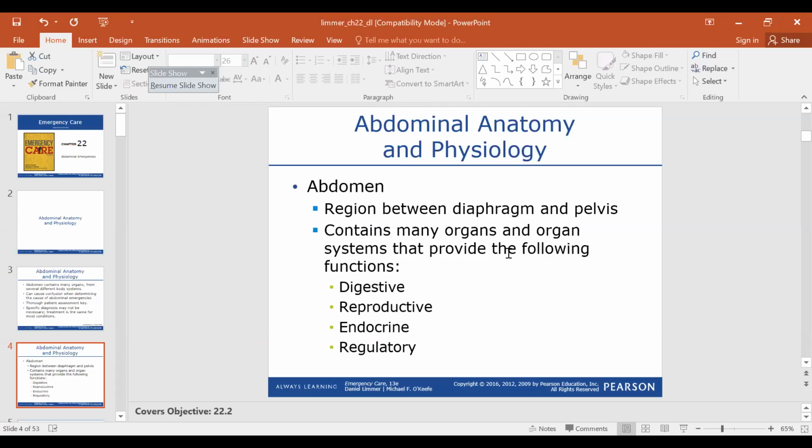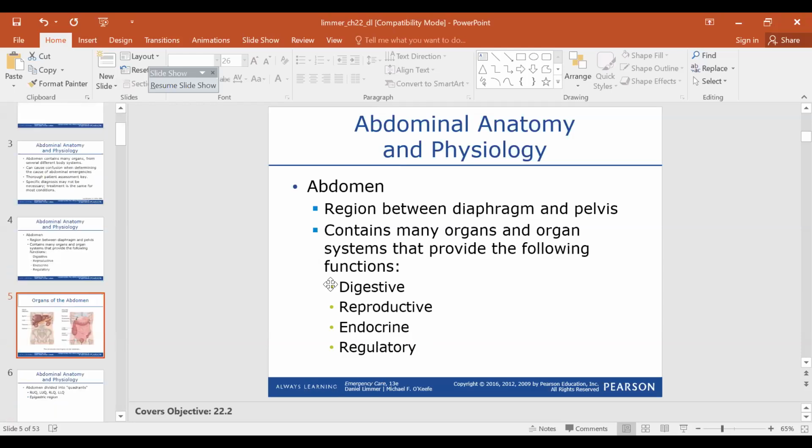All right, so as far as what's in this area, which systems? So digestive system, reproductive system, endocrine system, and regulatory system. So this is what's being affected or could be affected if your patient has some kind of damage to the abdomen.